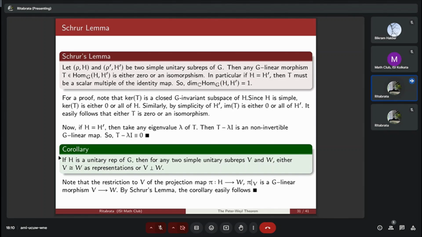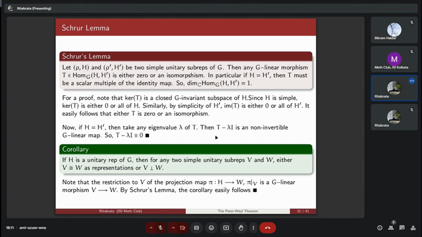So here is a nice corollary. If H is a unitary representation of a compact group G, then for any two simple unitary representations V and W, either they're isomorphic or they're perpendicular. The proof is also simple. Take just a projection map from the big Hilbert space to W and restrict it to V. It is a G linear morphism. So by Schur's lemma, it is either zero or an isomorphism. If it is an isomorphism, it will directly give us an isomorphism from V to W. If it is zero, it will directly mean that V is perpendicular to W.